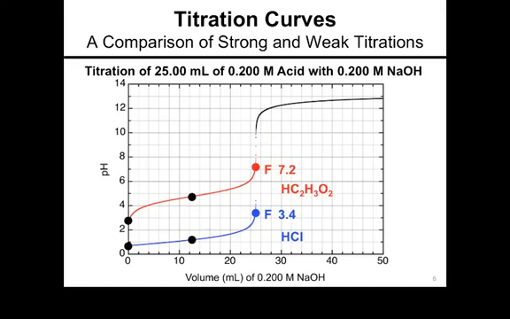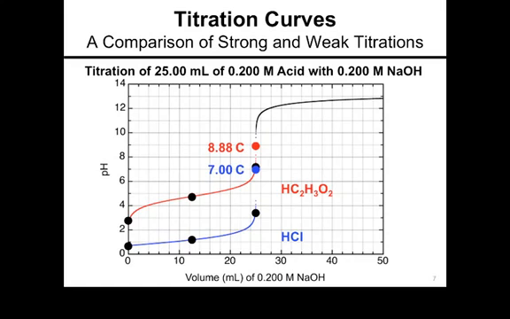So we add 1/10 of a milliliter of base to each of these to get to the equivalence point. And the HCl pH jumped from 3.4 to 7. And for acetic acid, it went from 7.2 to 8.88. Still a big jump. And what do we get from this?